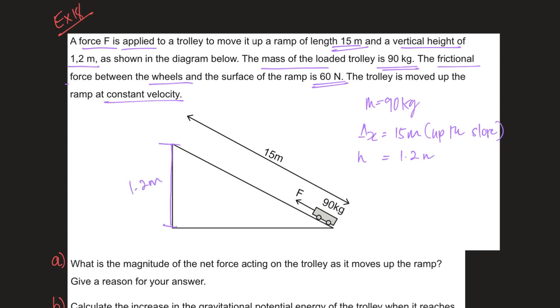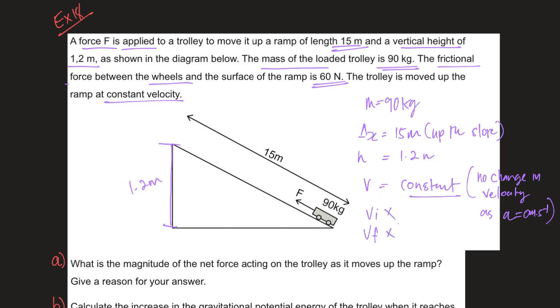I know that I have velocity is constant. Now, if my velocity is constant, then I know some sort of other information. I know there is no change in velocity, as acceleration is equal to 0 meters per second. So there's no V initial, there's none, and there's no V final. Hopefully you can start seeing where we're going to get to with that.